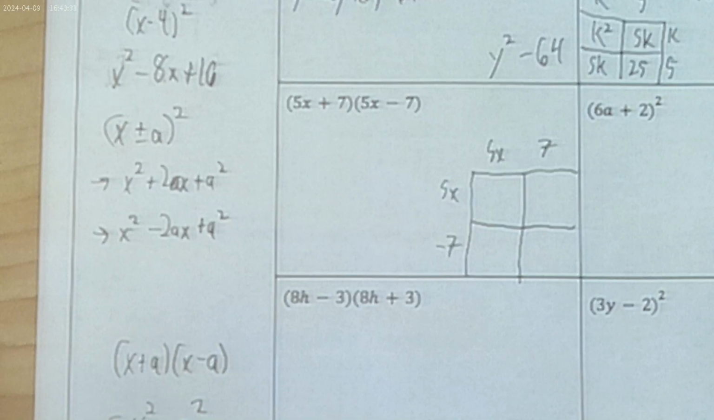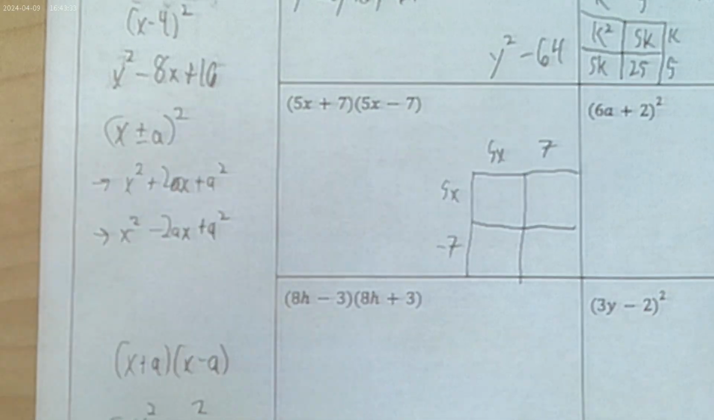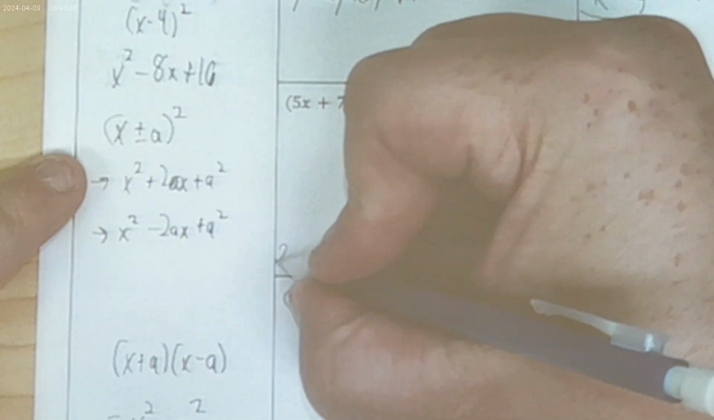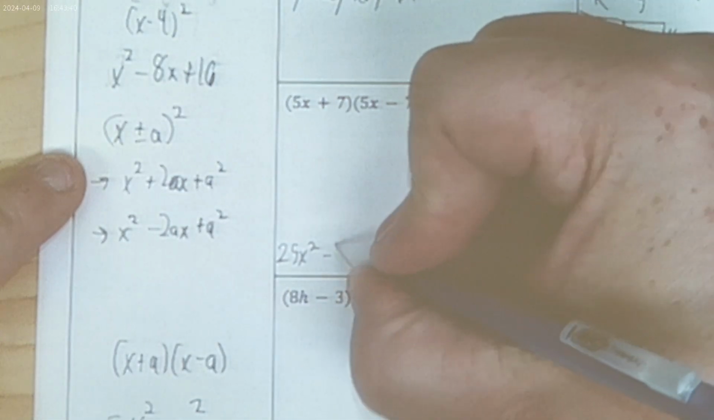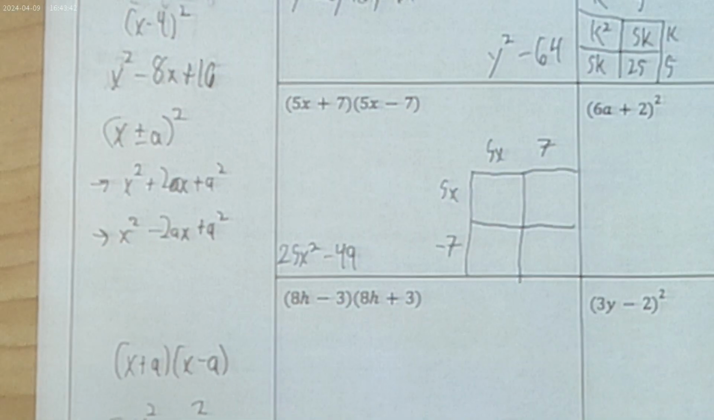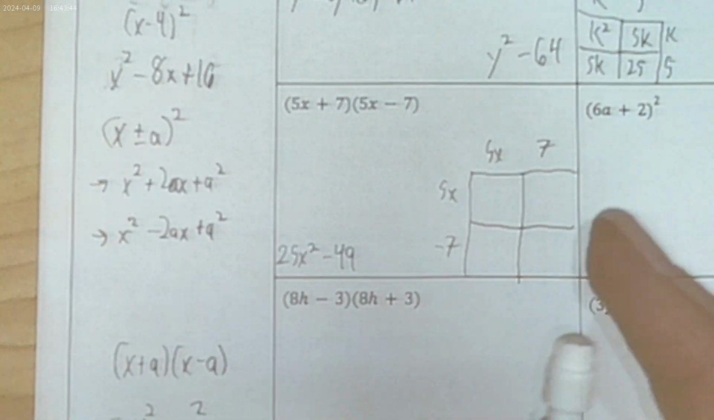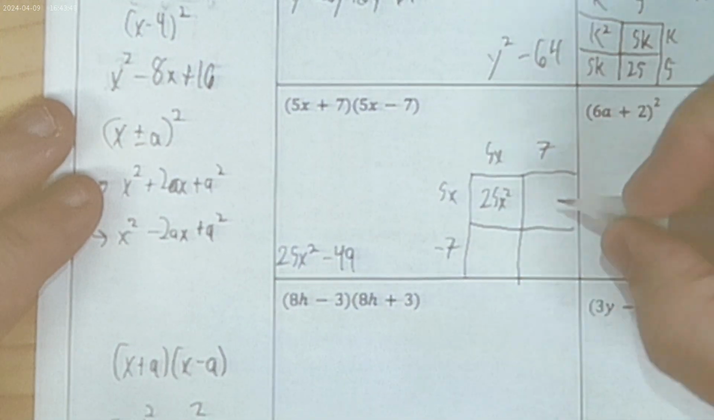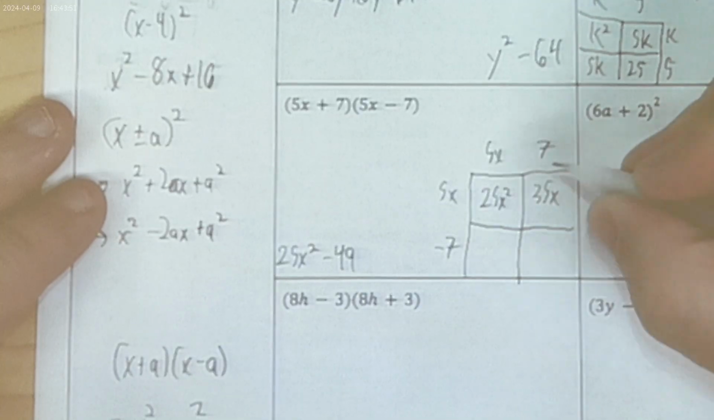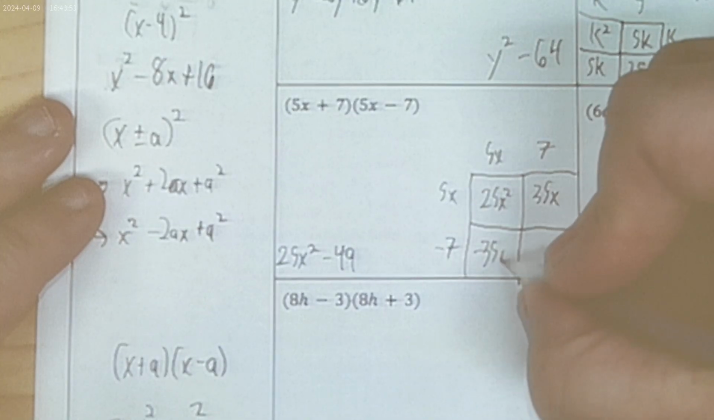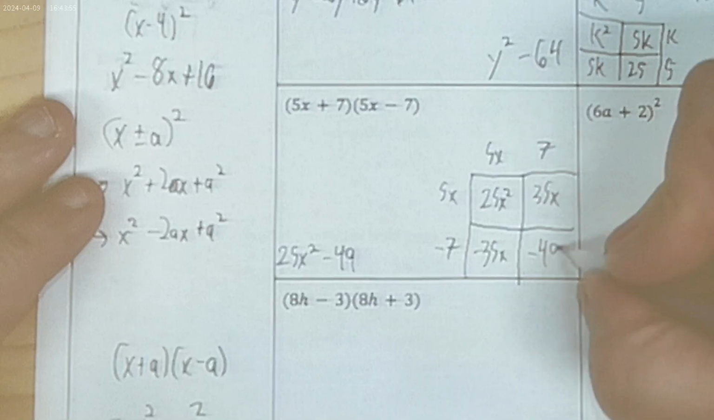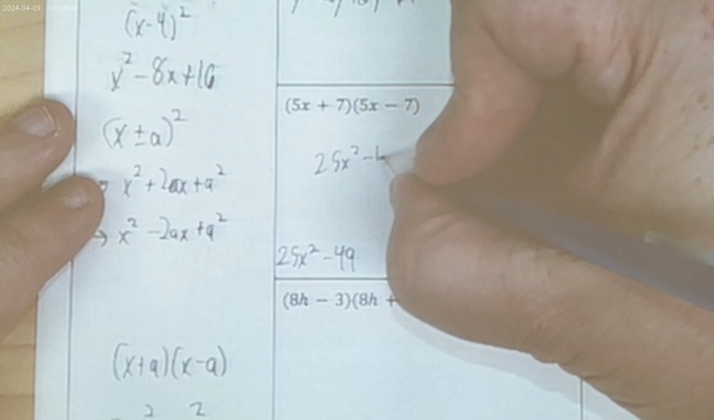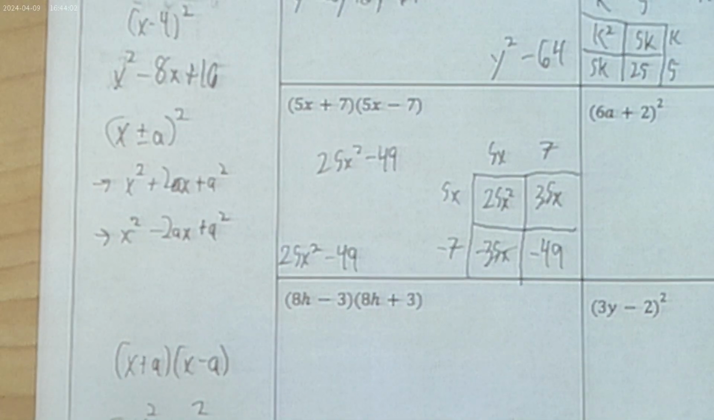And just for my edification, this should be 5 squared, so this should be 25x squared minus 49. So that's just doing the difference of squares shortcut. So that's 25x squared, 35x minus 35x minus 49. So 35, 35. So that's 25x squared minus 49. Alrighty. Well, I mean, it's okay.